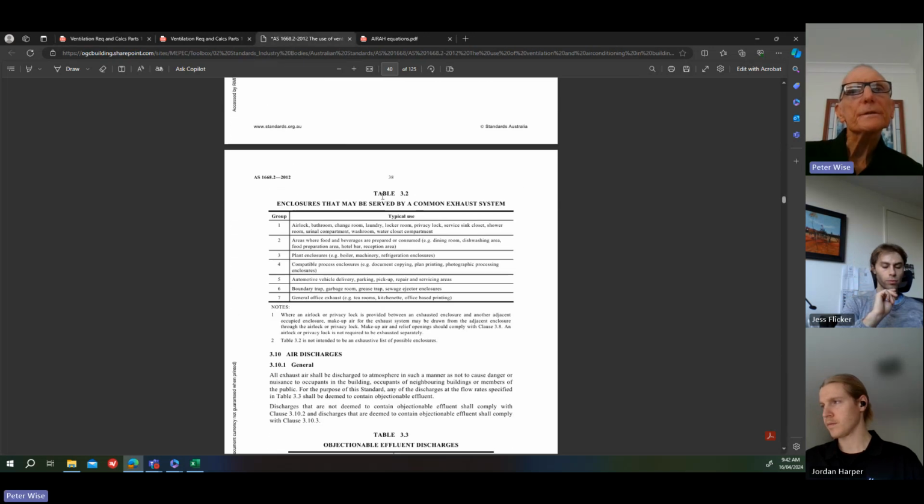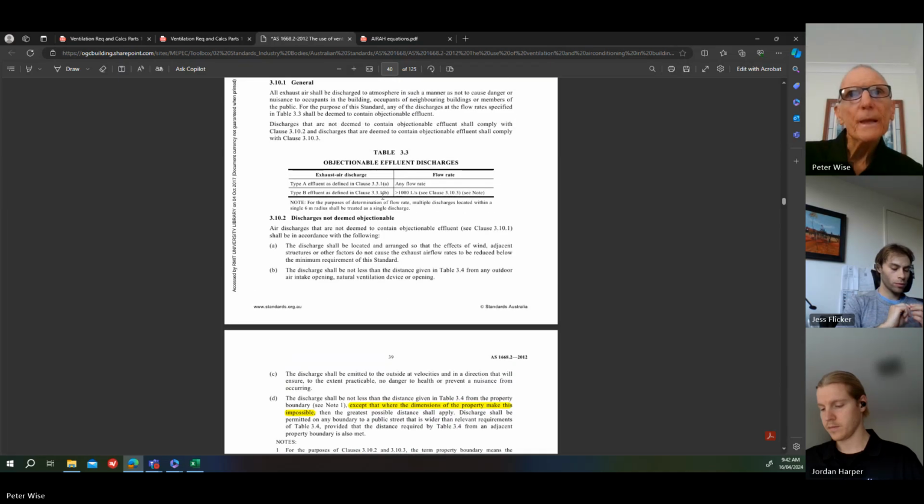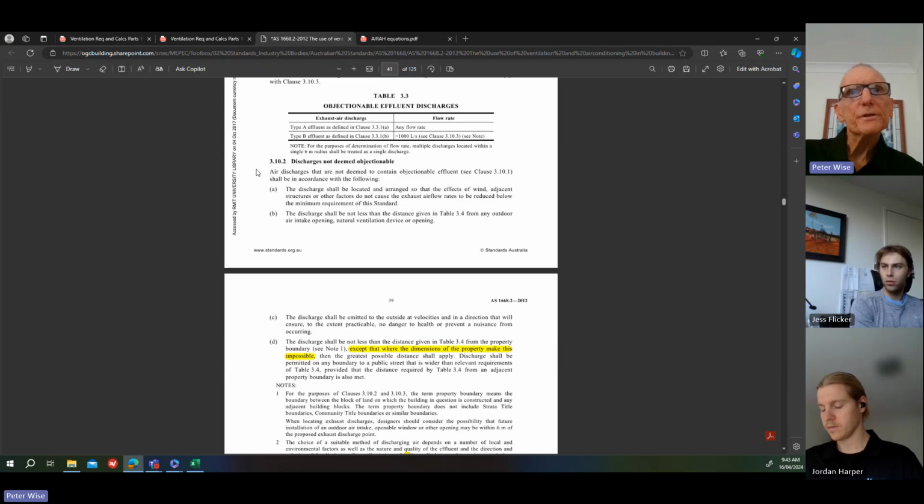Page 38. Okay. All right, so this is Table 3.3. Type A effluent, any flow rate. Type B, above 1,000 litres a second. Discharges not deemed objectionable. So we're talking about car park exhaust is not deemed objectionable. Toilet exhausts are not deemed objectionable. And these will be the ones that will be the most common that you deal with. But there will be others.